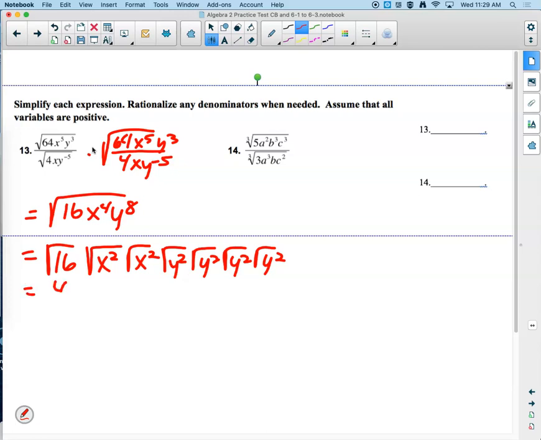So then we get 4x, x, y, y, y, y. And what will that be all prettied up? That's what it'll be. 4x to the 2nd, y to the 4th. And no worries about absolute value because they told us, assume that all variables are positive. So no messing with that. That's kind of nice.